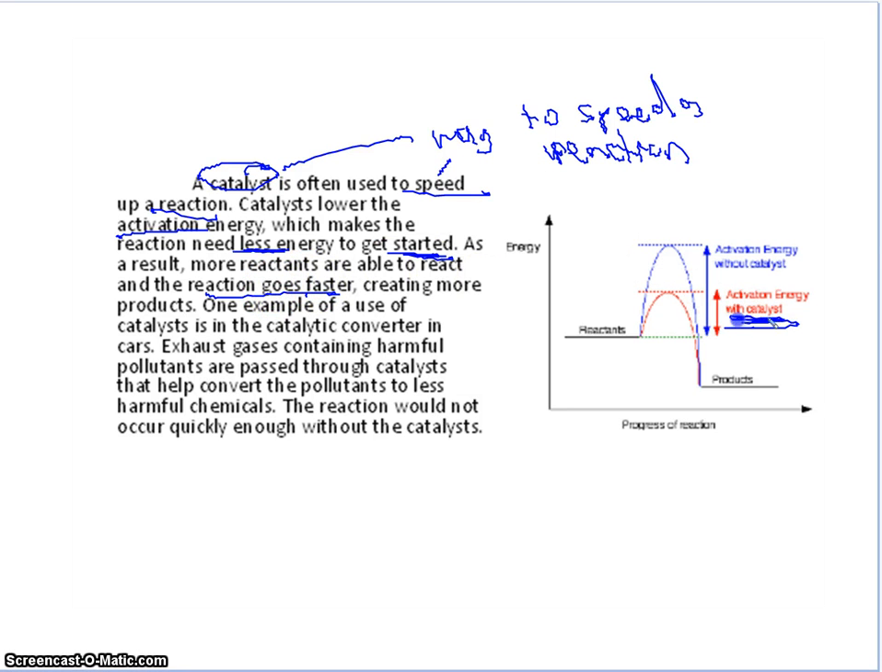And this is just showing that, yeah, they need less energy if there's a catalyst. But the reactants and products are still the same energy. And so like the delta H, this is still the same amount of exothermic. It's just going to go faster because it needs less to get started. Okay, one example of use of catalysts in a catalytic converter in cars. Exhaust gases containing harmful pollutants are passed through catalysts that help convert the pollutants to less harmful chemicals. The reaction would not occur quickly enough without the catalysts. So I guess this helps decrease smog.